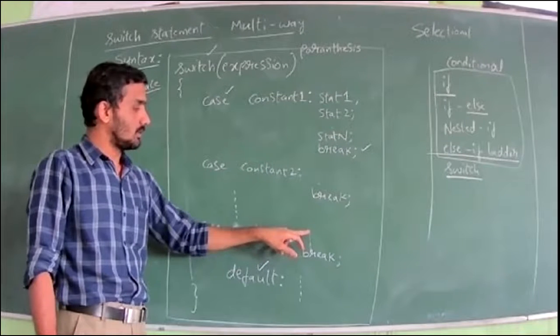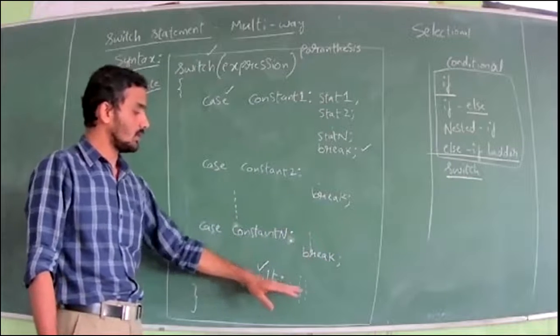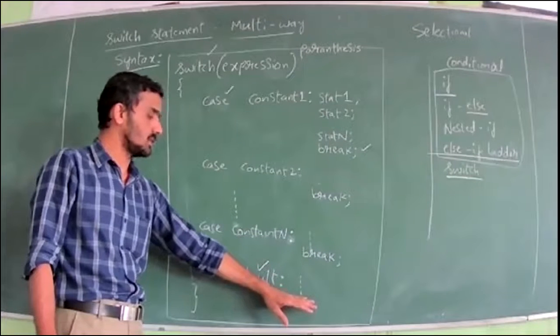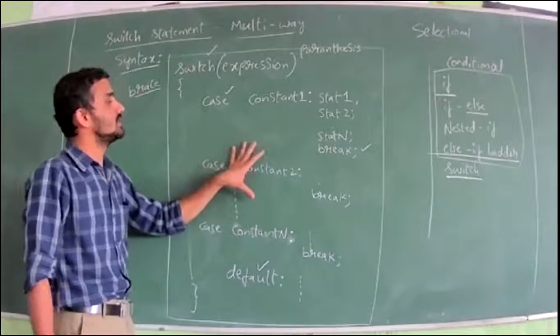Then statements 1 to n, break. At the end, you have to write default, colon. Again, some statements are there. For the last one, default, if you write break or if you miss the break, both are correct. It's not a problem. So this is the structure.